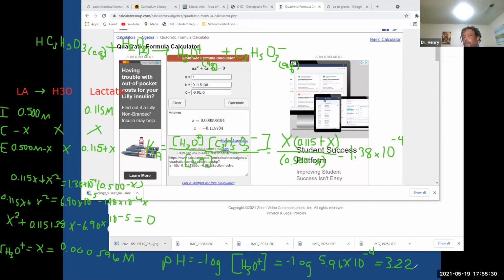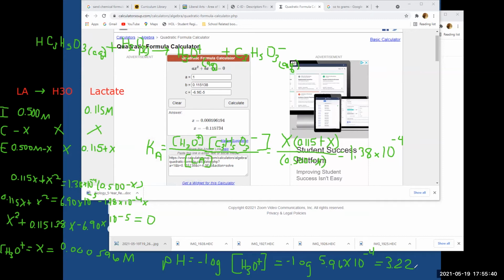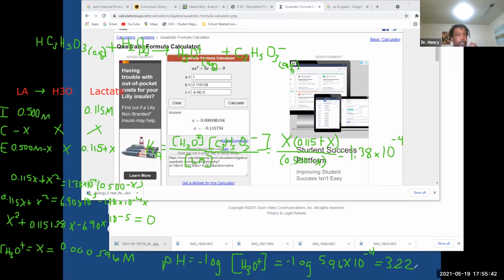Okay, how you guys doing? So far, pretty good. So far. Yeah. So it's pretty simple, right? It's still the same major concept, only we're applying it to a weak acid and a weak base. And so you're just kind of spicing up the situation. Does that make sense? Yes. Okay.